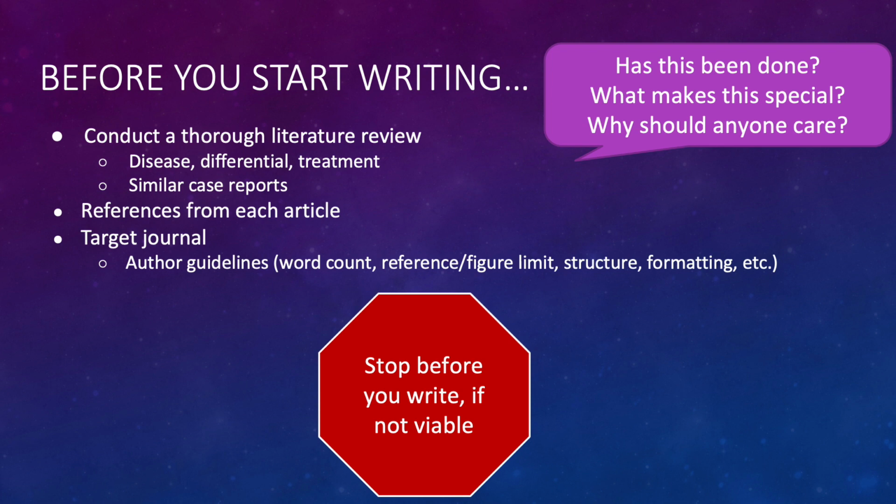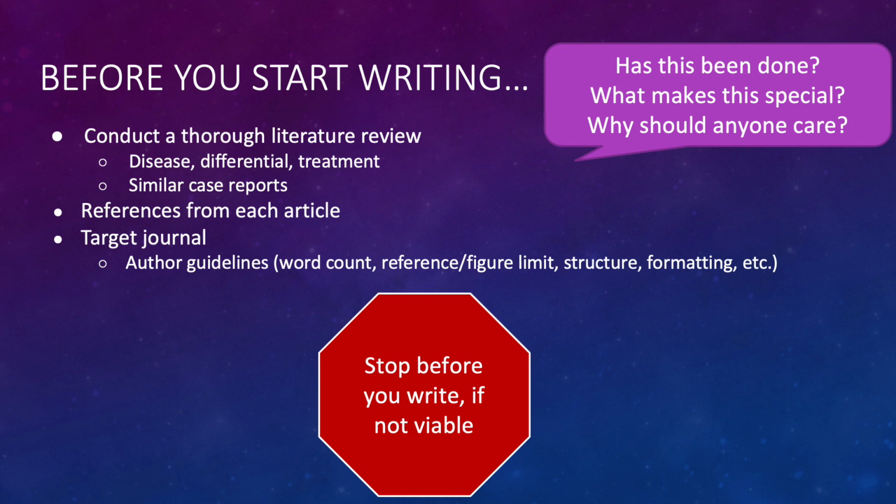Before you start writing, you want to look in the literature to see what's already been published on this. What do you know about the disease, the differential, the treatment? What other cases have been reported? Why would anyone want to publish your case? Why would anyone care about this case compared to what's already in the literature?